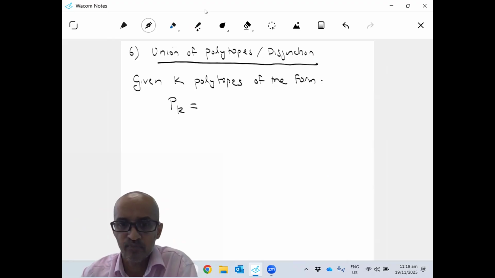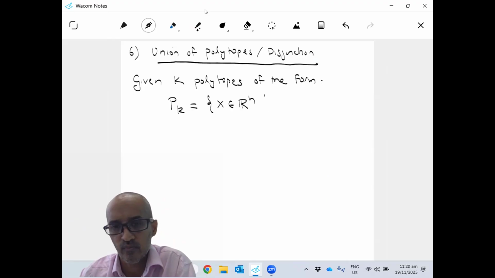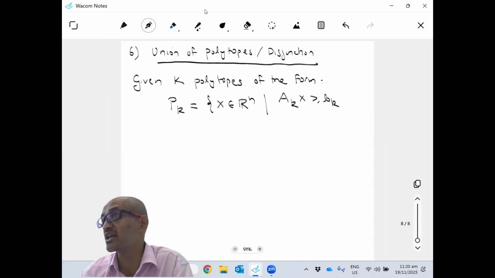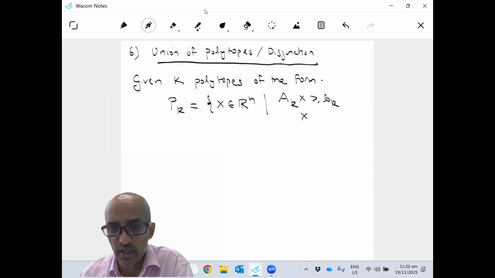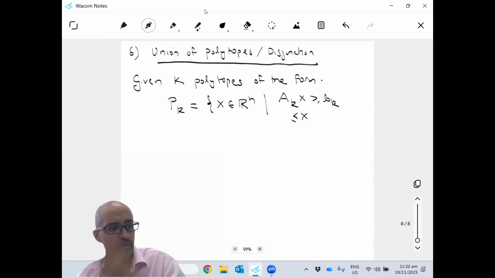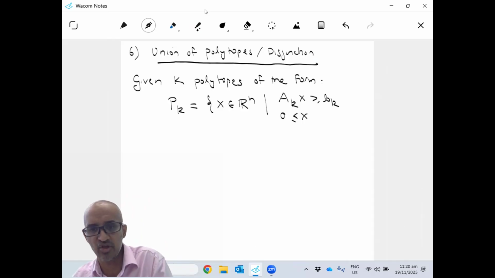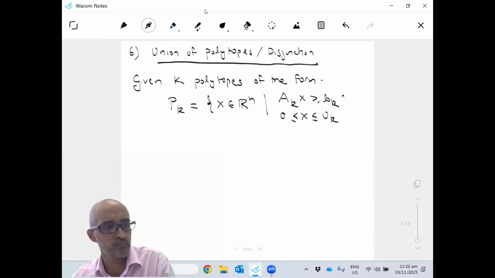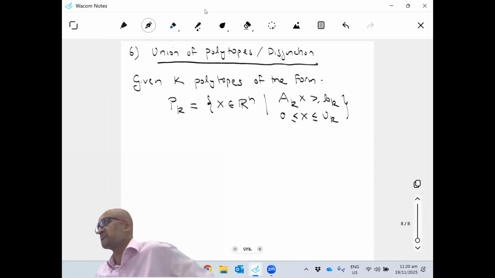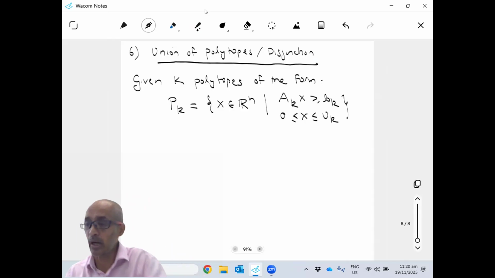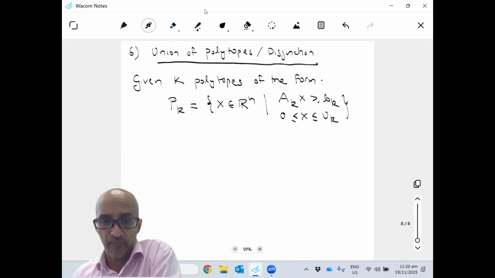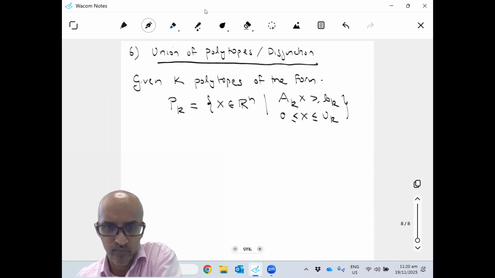Okay. So given K polytopes of the form, let's say Pk is a set, X in Rn, such that I've got a constraint Ax greater than Bk. So A is a matrix, B is a vector, and let's say X is bounded. So let's say X lies between some upper and lower bounds, let's say 0 and Uk. Okay, let's take this polytope for simplicity. And there are K such polytopes.